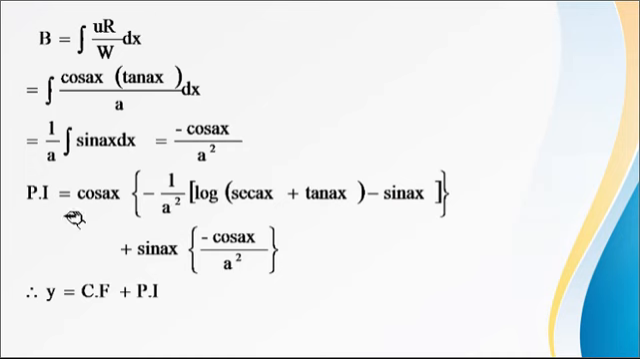Therefore PI equal to a u x plus b v x. U value is cos ax, v value is sin ax, and write down the a value and b value, and therefore y equal to CF plus PI. Write down the value of CF and PI. So solve these problems.